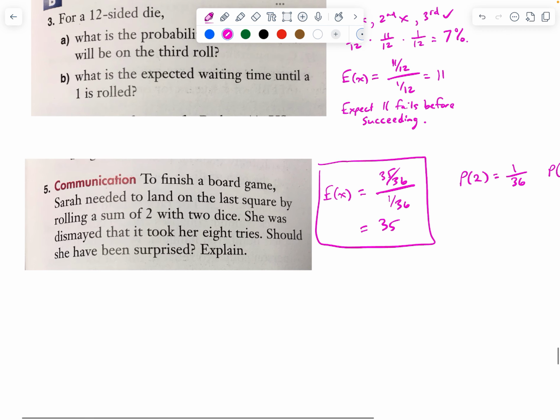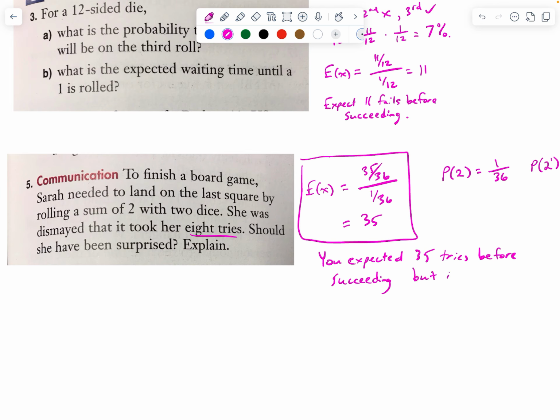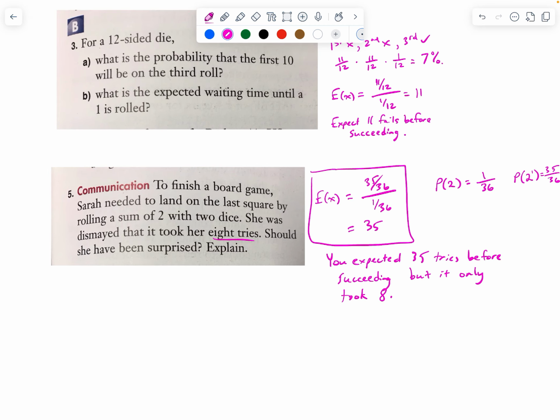Okay, let's check in with Sarah again. She says she was dismayed that it took her 8 tries. Well, I would say, actually, you did really well there, Sarah. You expected 35 tries before succeeding, but it only took 8. So if I were to put a whole bunch of people in a room, I would say she was actually pretty lucky compared to the average person in that room for how quickly she got her sum of 2.